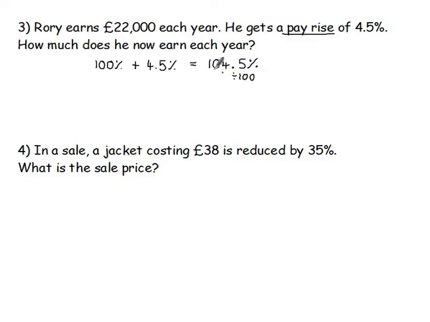Change to the decimal, so divide by 100. Like I said, two hops smaller, 1.045. So there's our multiplier. Remember that little calculation, amount times the multiplier. So you're going to take the amount, the 22,000, and you're going to times it by that 1.045.